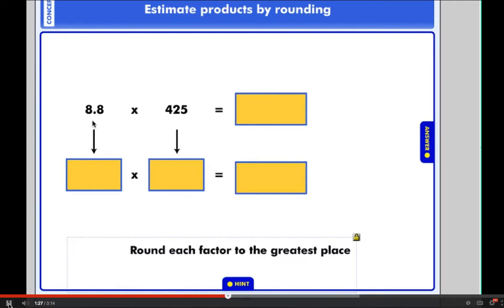So, for example, if you look at the number 8 8/10, the greatest place is the ones place here. So we should round it to the ones place, or the nearest whole number. If I'm rounding 8 8/10 to the nearest whole number, I get 9. So I'm going to round that to 9. Now 425, the greatest place is the hundreds place. So I'm going to round this number to the nearest 100, which would be 400.